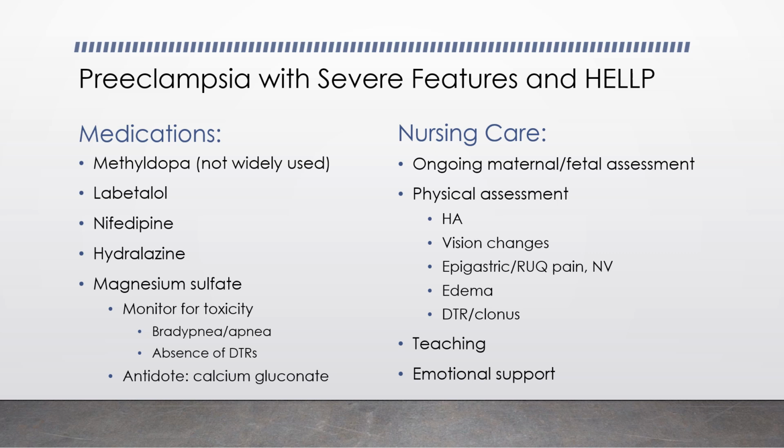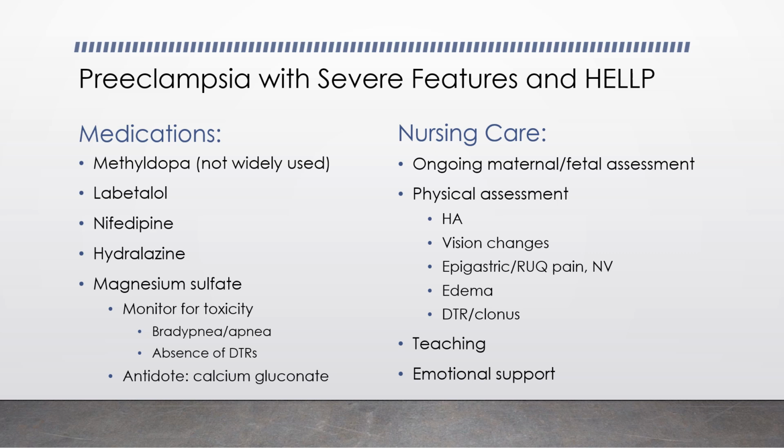Heading over to the right-hand side of the slide, you want to continually assess maternal and fetal status, and you want to monitor for headache, vision changes, epigastric pain, nausea, vomiting, deep tendon reflexes, and clonus. Clonus is just another indication of a hyperstimulated central nervous system.